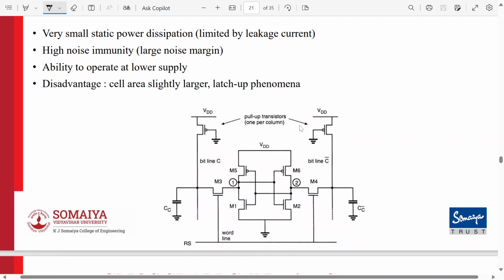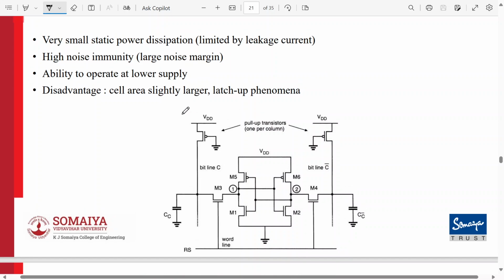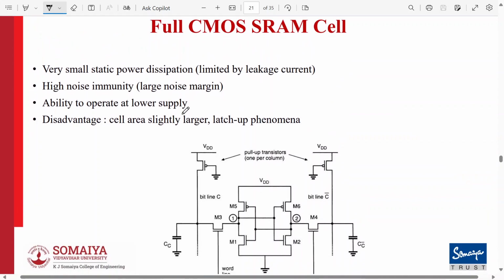And these are the parasitic capacitances. This is the word line which is shown below. As you can see, the numbering is different: M1, M2, M3, M4, M5, M6. Here M3 and M4 are the access transistors. Only that much difference is there. So what are the advantages of full CMOS? It is also called the 6T SRAM cell.